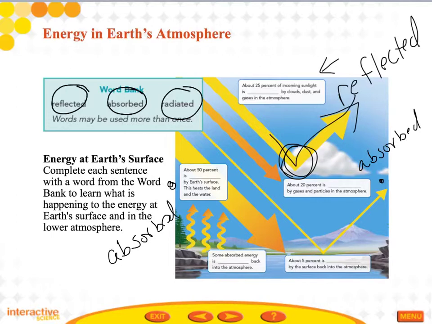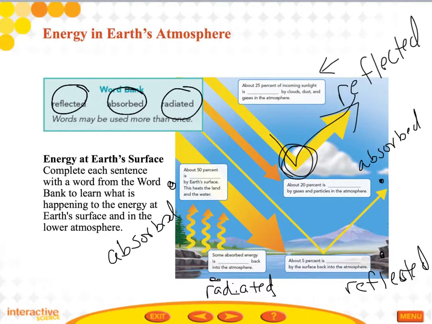Now, for this bottom one down here, some absorbed energy is radiated. You guys should remember that word back from when we talked about radiation and convection. So then this last one down here, this one has about 5% that is, let's say, reflected. So again, this is another reflected where it actually heads back into the atmosphere when it hits the surface of our Earth.